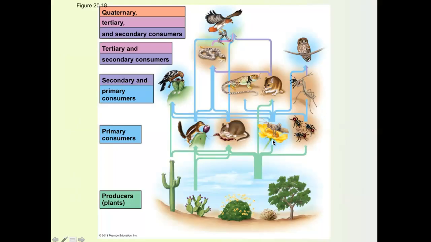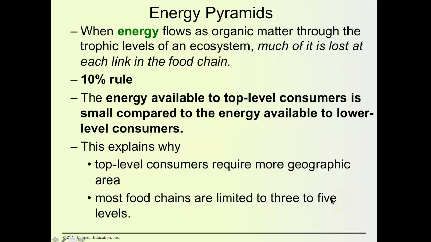So let's take a look at a food web, right? So now we can see that it's a little bit more complicated than just one straight line that goes from producer to tertiary consumer or quaternary consumer, but it's more interconnected. So let's talk about the energy pyramid. When energy flows as organic matter through the trophic levels of an ecosystem, much of it is lost at each link in the food chain.